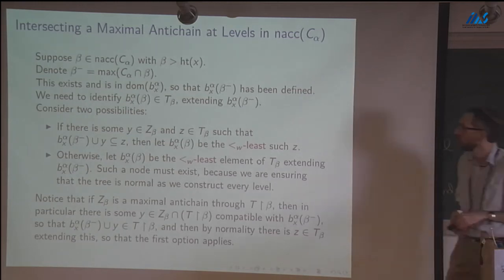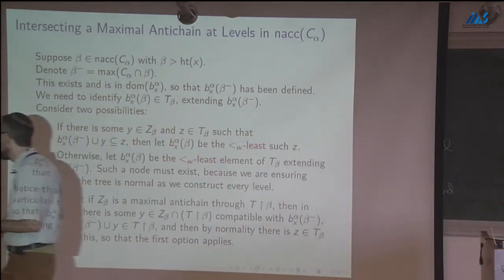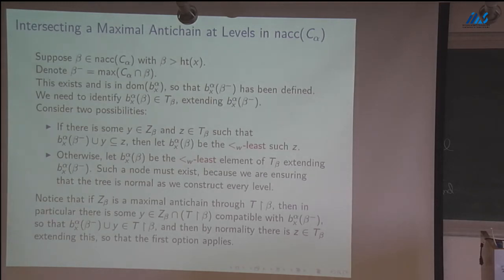So the question is, we're going to advise with the guess, the Z beta. So Z beta, a priori, is some arbitrary subset of H kappa. But supposing Z beta happens to be some sort of a maximal anti-chain in the tree up to beta. And so if Z beta is a maximal anti-chain, then what that means is that our point at height beta minus is compatible with something in that maximal anti-chain, and we can take the combination of the two and extend it up to some point at level beta.